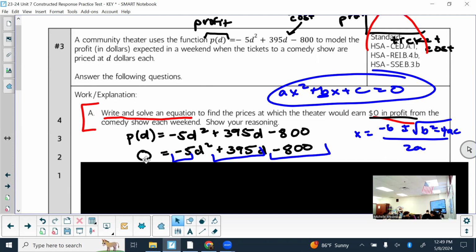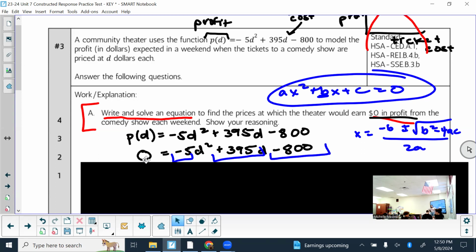I know function notation can be confusing. The P of D together is my output. The P of D together is my profit. So if I want to know when that's 0, I need to put a 0 for that whole thing, not just for the D. And that would be me making an equation. That gives you some of the points. I know you could do this by graphing, but it says to show your reasoning. So here's how you can show your reasoning that I think would be pretty easy.